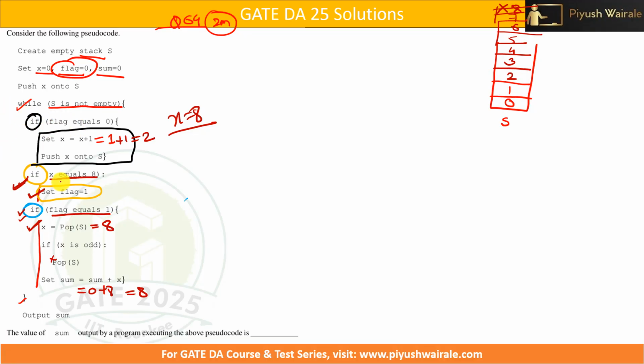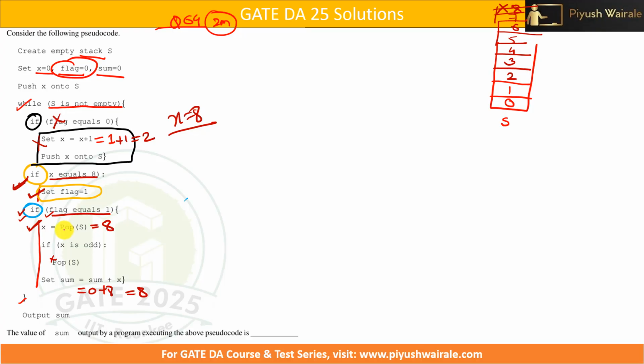So here, after x equals 8, we have set flag equals 1. That's it. This condition is not true, so we are not going to execute this particular block now. Again we are checking if x equals 8. Is that true? Yes, x equals 8, but still we are setting flag equals 1 only. That's it. Now again x equals pop of s, right? So this statement is true, flag equals 1.